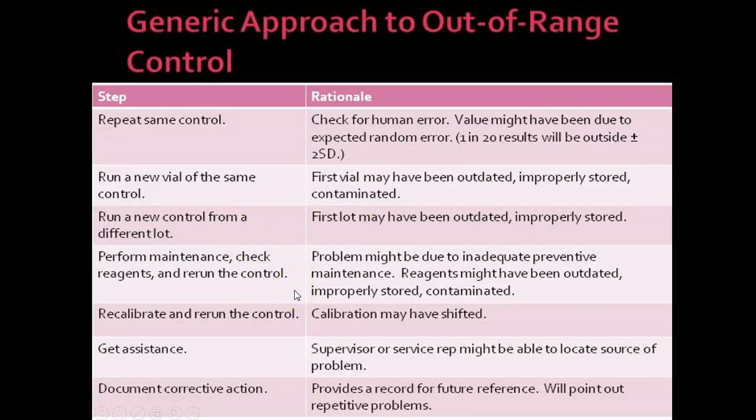We can perform maintenance, check reagents, or rerun the control. We can recalibrate and rerun the control. We can call. That's the best part, there's always a 1-800 number on your analyzer to fix it. And we need to document anything that we've done.